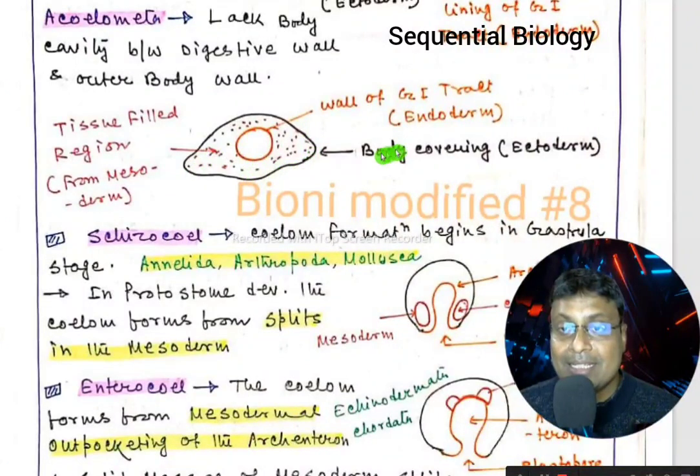So this layer is the body covering, and this body wall is derived from ectoderm, and this is the inner wall, the lumen of the digestive tract, and this wall is derived from endoderm. In between the body wall and the gut wall there is a tissue-filled region developed from mesoderm. Actually this is not a space, this is a tissue-filled region, a solid mass of protoplasm. And organisms which show this type of body plan are known as acoelomata.